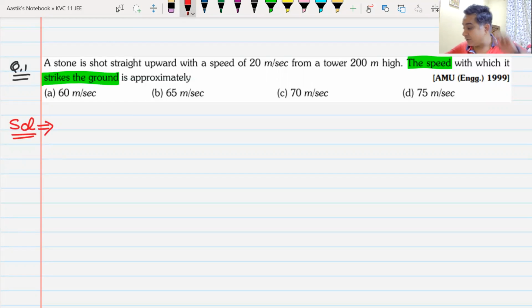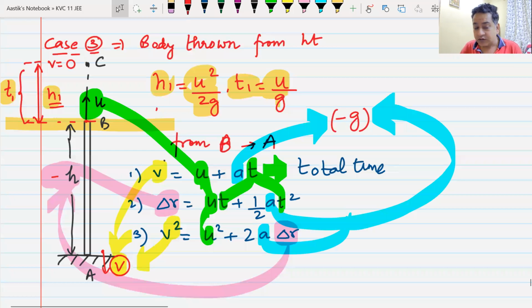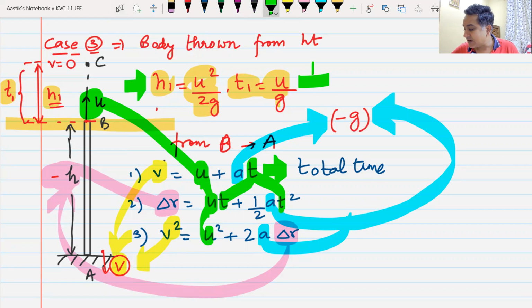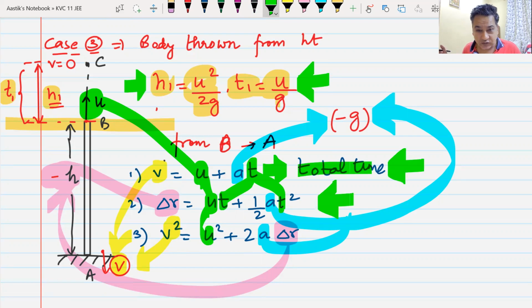I had to find out the speed with which the stone strikes the ground. This is the case where the body is thrown up from a certain height. Now these are the equations that I have made. The first equation is of no use. It is not going to give me anything. The second equation, no use, not going to give me anything. The third equation is only useful when I know the total time, which I don't know, no use. The fourth equation, no use, there is no velocity there.